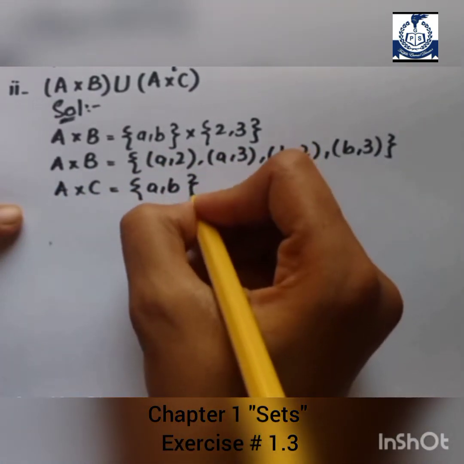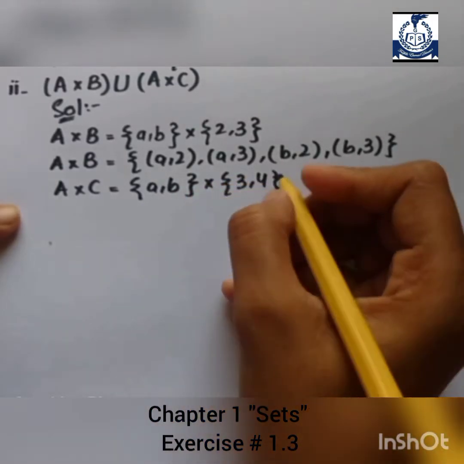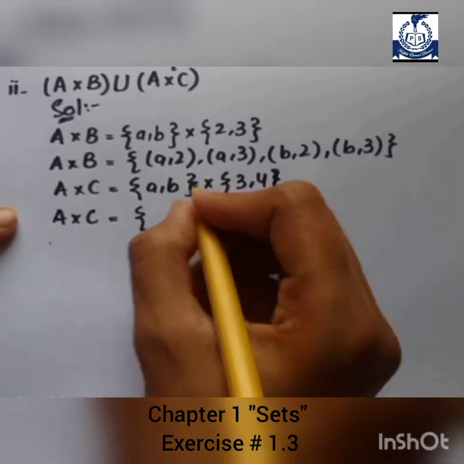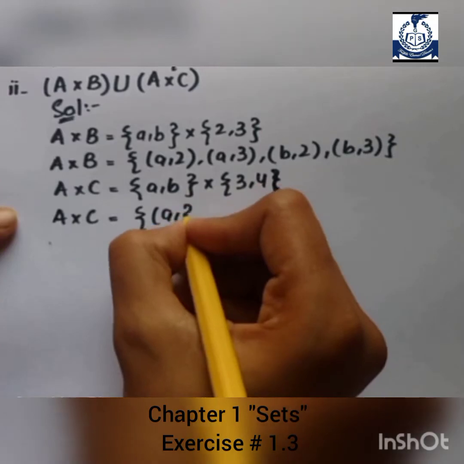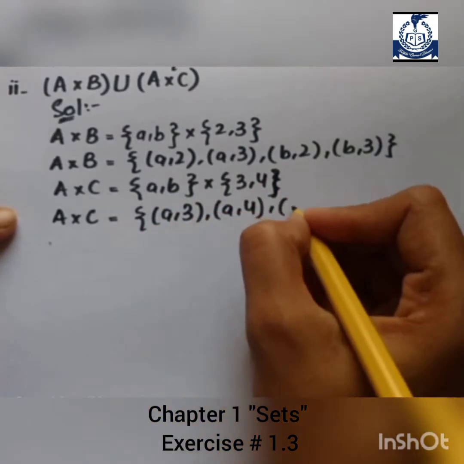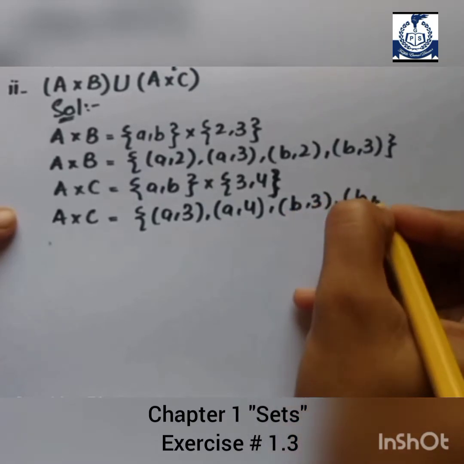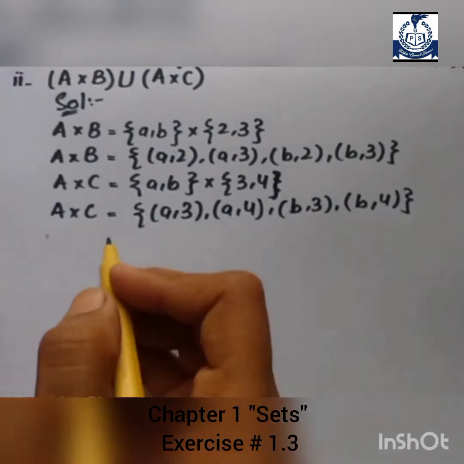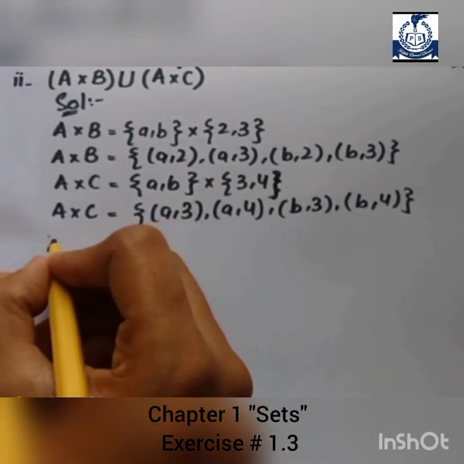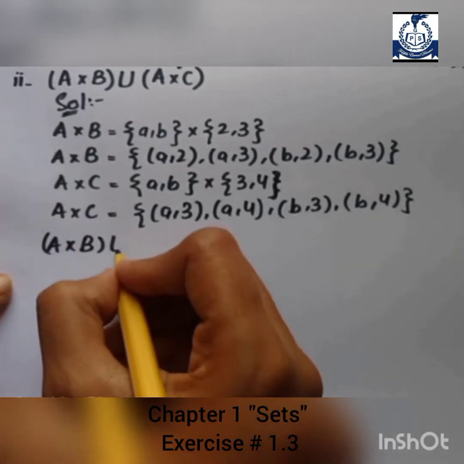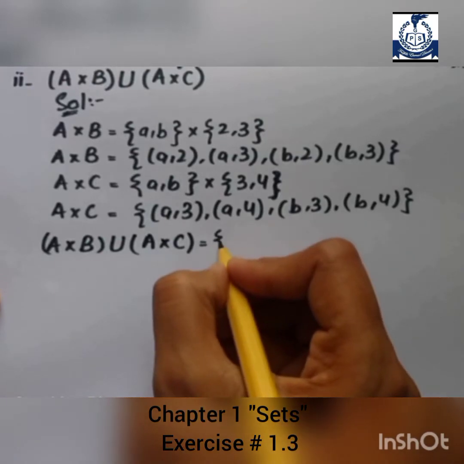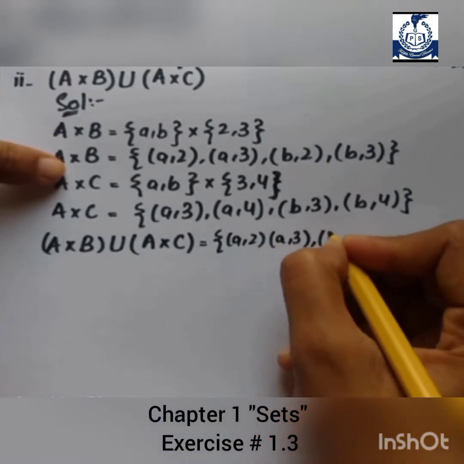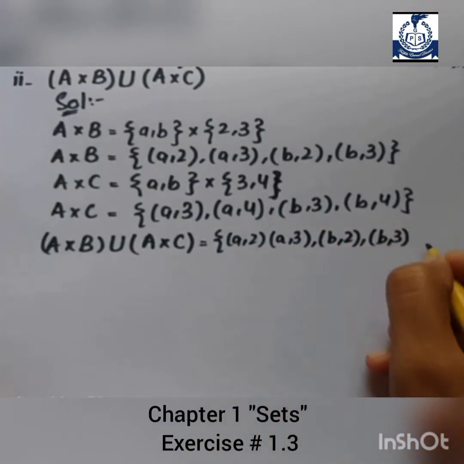In a place of A we write {a, b}, in a place of C we write {3, 4}. So 2 2s are 4. First we take a comma 3, a comma 4. Then we take b comma 3, b comma 4. And then we take the union of A Cartesian product B union A Cartesian product C. In a place of A Cartesian product B, we write a comma 2, a comma 3, b comma 2, b comma 3, which are the elements of A Cartesian product B.